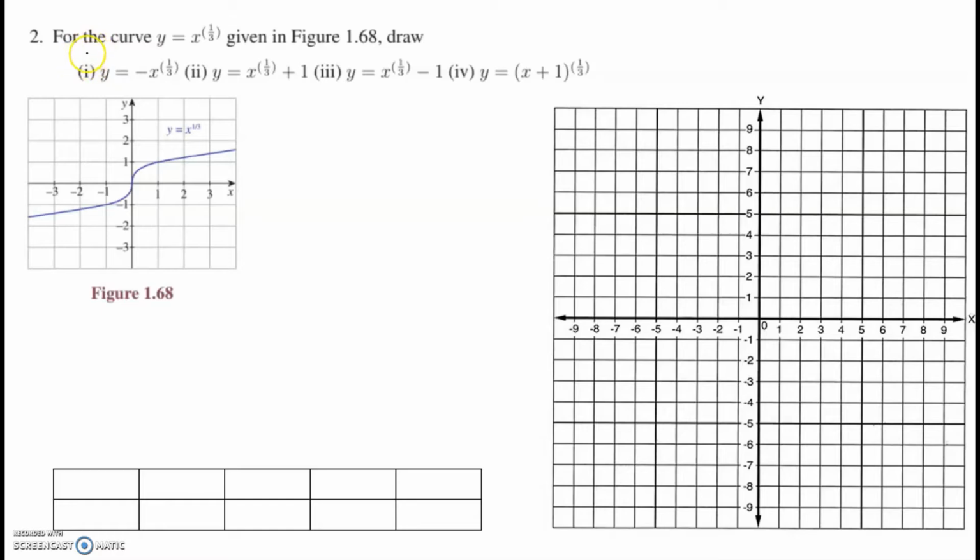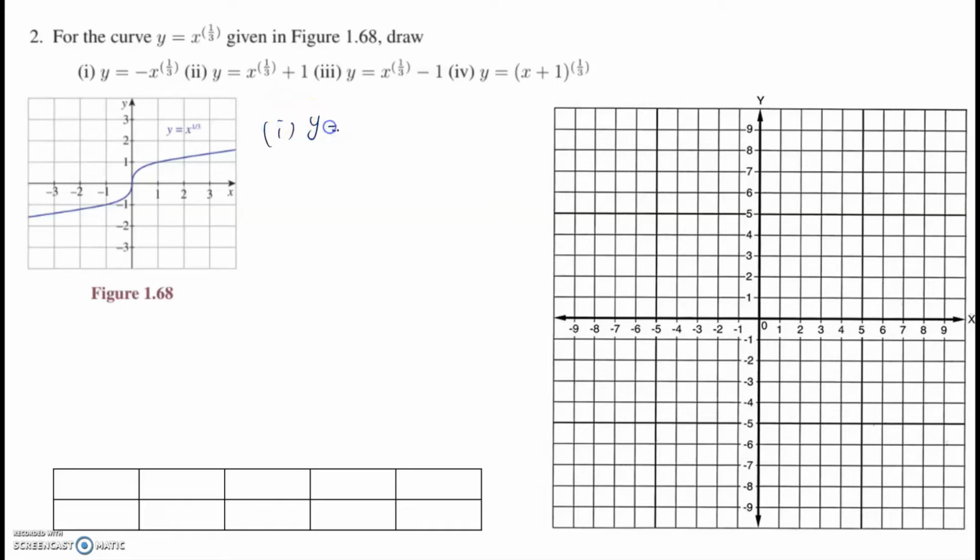Question number 2. For the curve y is equal to x to the power 1 by 3 given in figure 1.68, draw y is equal to minus x to the power 1 by 3, and second, draw y is equal to x to the power 1 by 3 plus 1. Third is y is equal to x to the power 1 by 3 minus 1. Fourth is y is equal to x plus 1 to the power 1 by 3. So let's start with the first one.